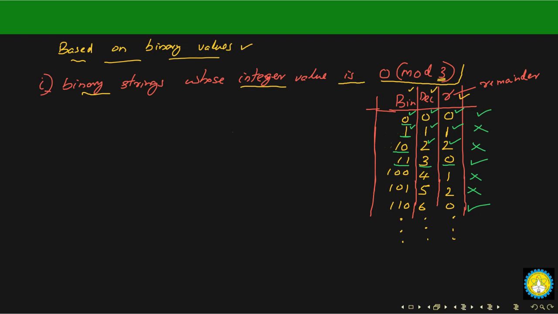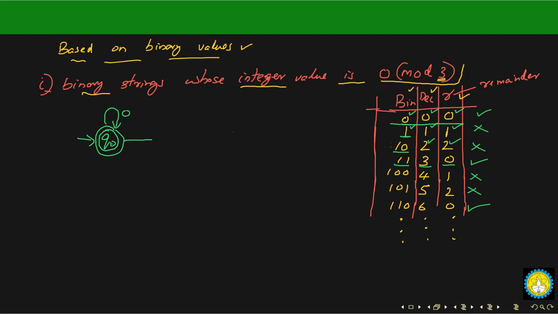So let's say Q0 is going to be our starting state. And from Q0, if you see a 0, just a 0, it has to be accepted. So Q0 is going to be a final state, because upon seeing a 0, the remainder is also 0 for that binary value. Then Q0 should be an accepting state.